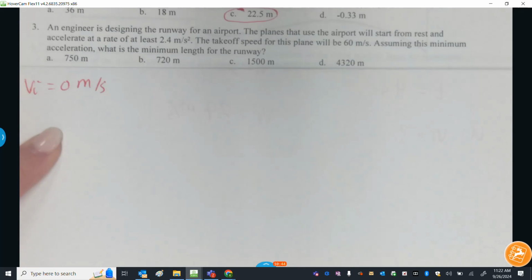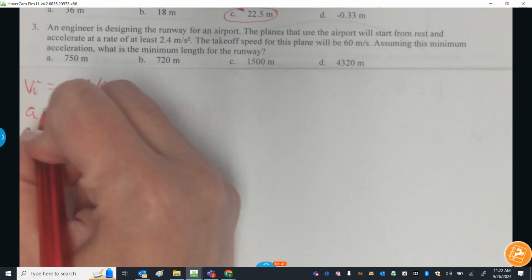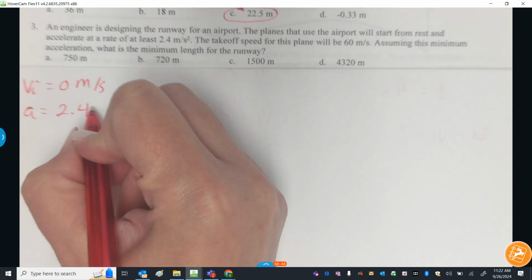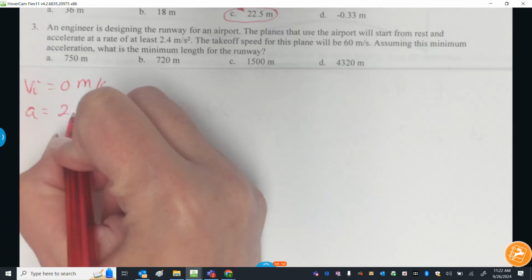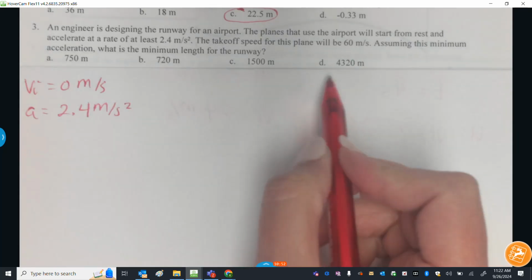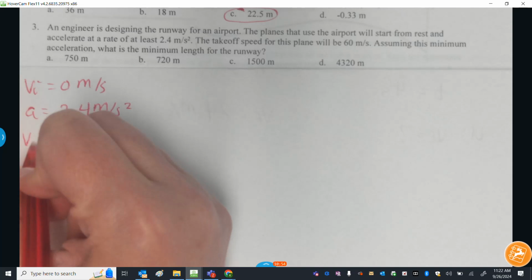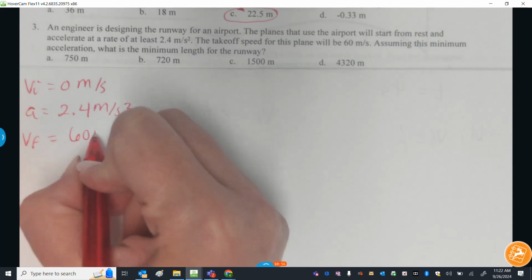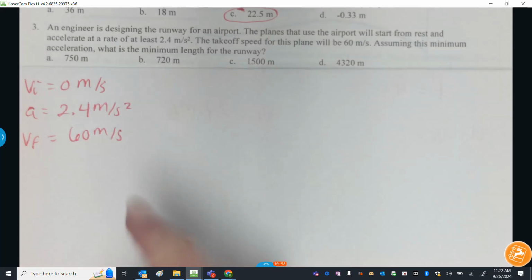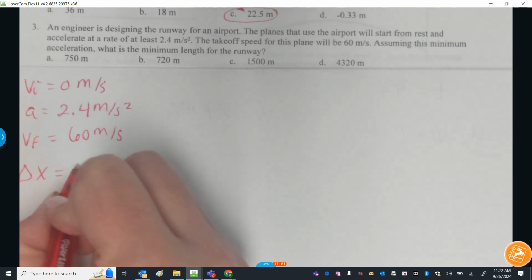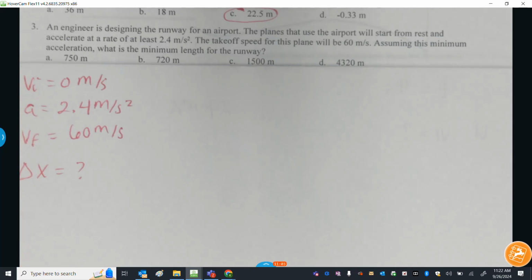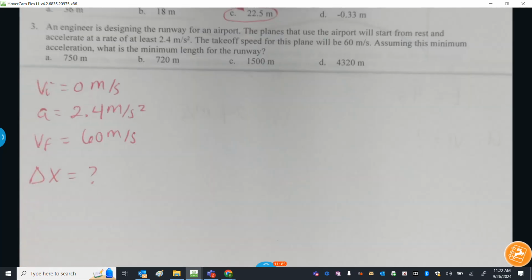Sorry, this is taking a second to focus. So they give me the acceleration of 2.4 meters per second squared. And then they say that the takeoff speed, which will be your final velocity, is 60 meters per second. And they want us to find how long is this runway. What's the displacement of the plane going to be when it reaches the end of the runway?